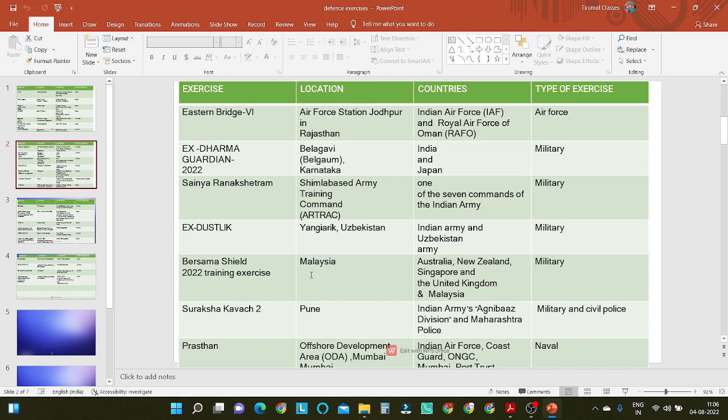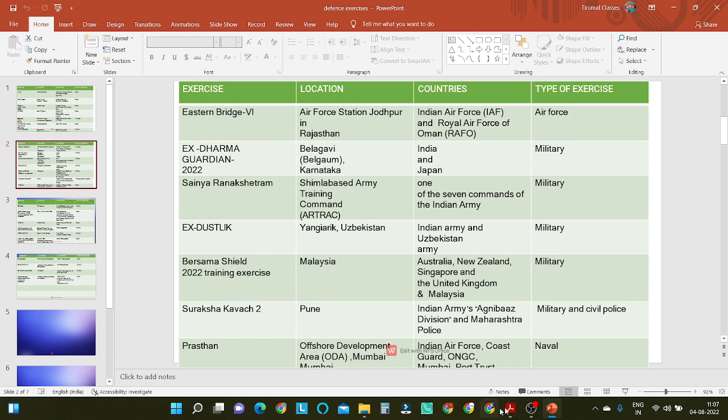The next exercise is the Birasama Shield training exercise, which is taking place in Malaysia, and the countries taking part are Australia, New Zealand, Singapore, United Kingdom and Malaysia. It is a military type of exercise.